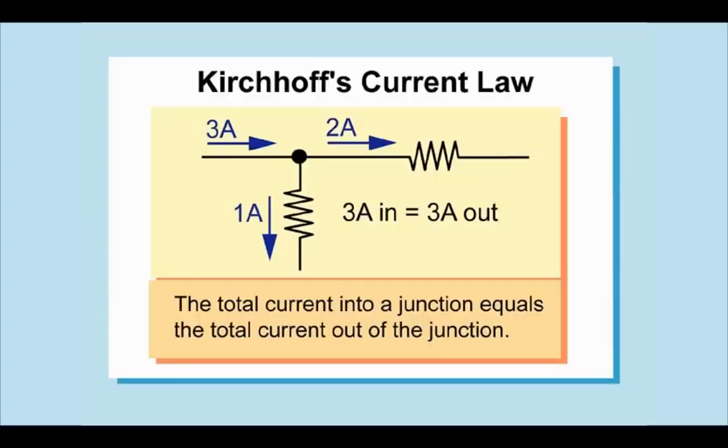Very simply, you can see it here. 3 amps coming into the branch point, and then we have 2 amps going to the branch on top, and 1 amp going to the branch on the bottom. But the total current, the 2 plus the 1, equals the 3 that we started with.